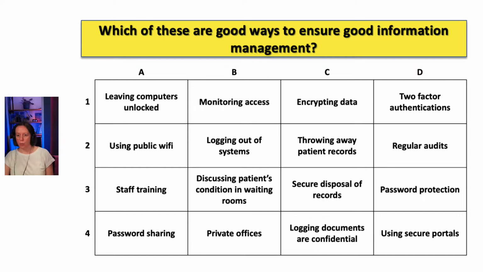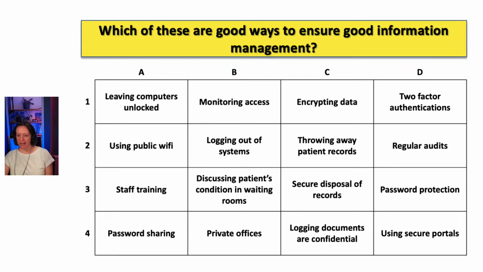Okay, Nanoska is saying 1D, two-factor authentication. Yep, so that's having two methods of authenticating a user to ensure that they are the correct person. So two-factor authentication is supposed to be more secure and less likely to be hacked. Sevda is saying A1, leaving computers unlocked. That's actually poor information management. Oh, D1. Yep. Two-factor authentication. So yeah, leaving computers unlocked would be poor information management because that could mean that anyone could access them. So when we talk about locking our computer, we mean password locking it.